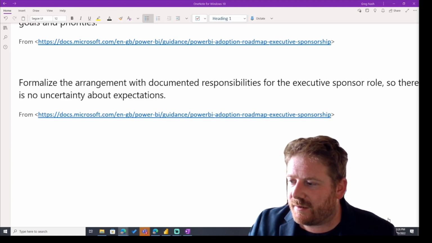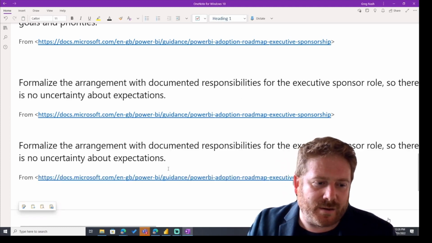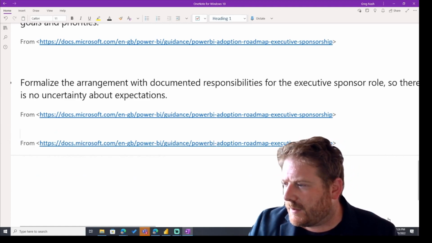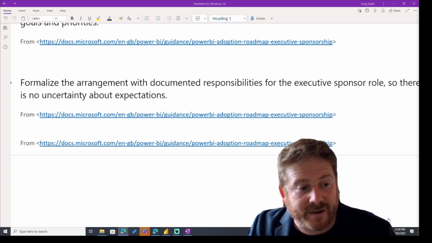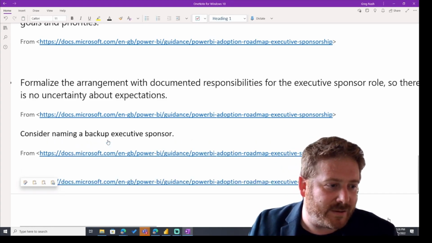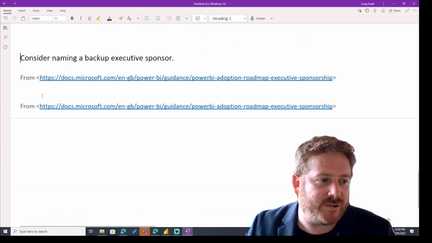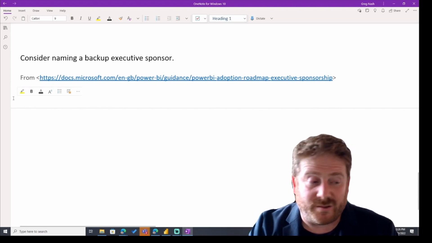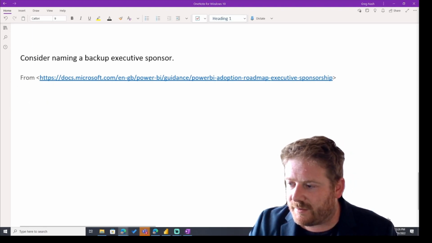Consider naming a backup. Is an interesting idea. They can attend meetings when the other one's absent, because funny thing about executives is they're pretty hard to get a hold of sometimes, and sometimes you need them. So consider, especially if you're in a larger organization, you might need a backup when that other person's not available for whatever reason to make decisions. Delegation of authority and all that kind of stuff is often a key thing there.